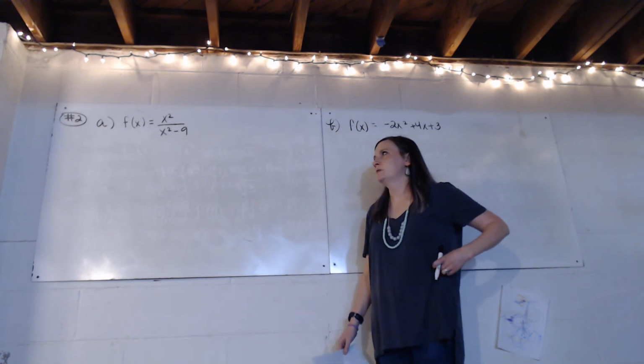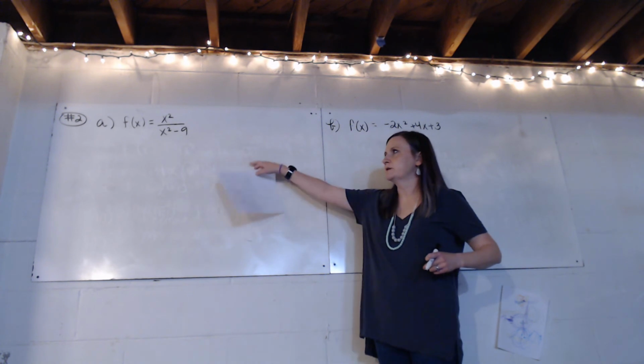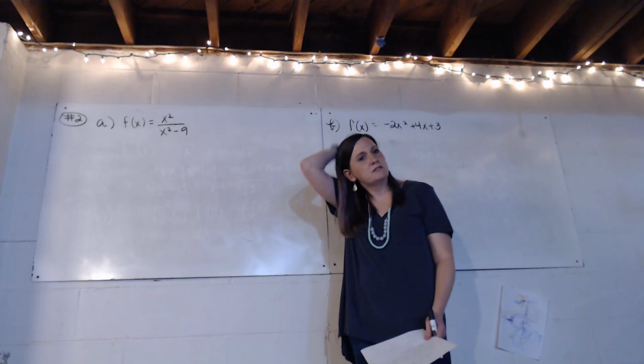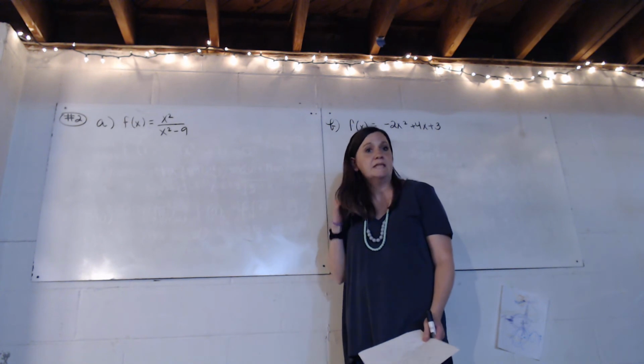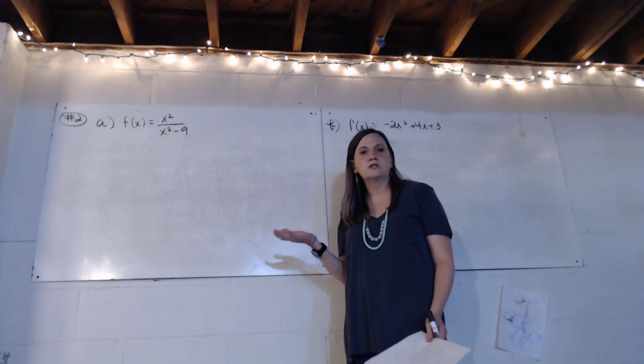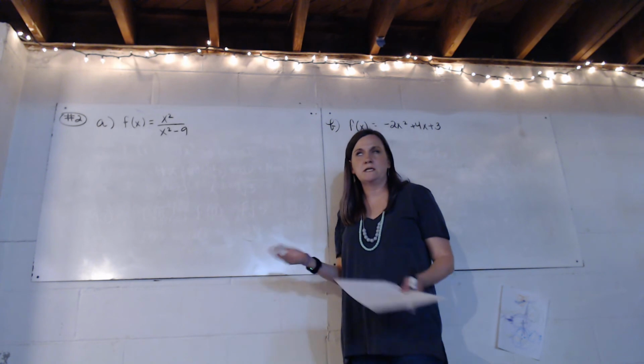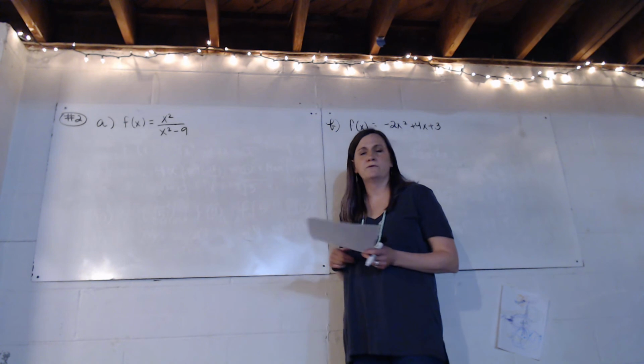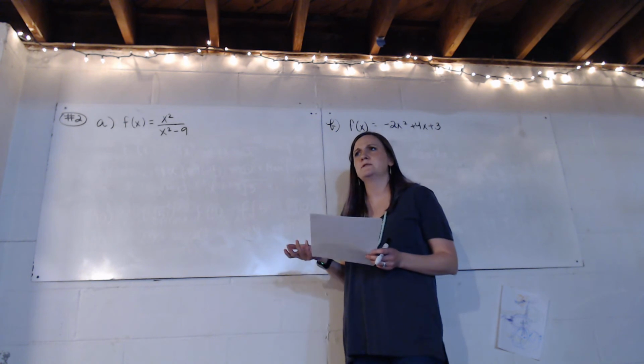So number 2, I gave you two functions. The first one's a little bit goofier than the second one, actually. For each function, I asked you to find the interval over which the function is increasing or decreasing. So this is skill number 2. We're finding intervals over which a function is increasing or decreasing.